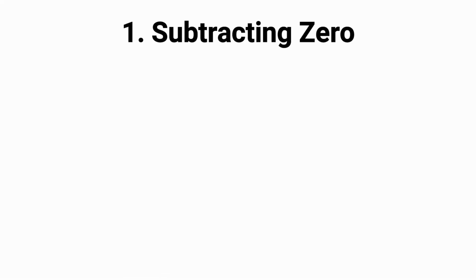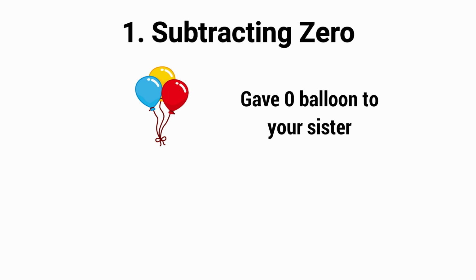First property is subtracting 0. So children, suppose you have 3 balloons with you and you gave 0 balloons to your sister, or you can say you gave nothing to her. So how many balloons are still there with you? All 3. Exactly. If you didn't give any balloon to her, you will have all balloons with you.